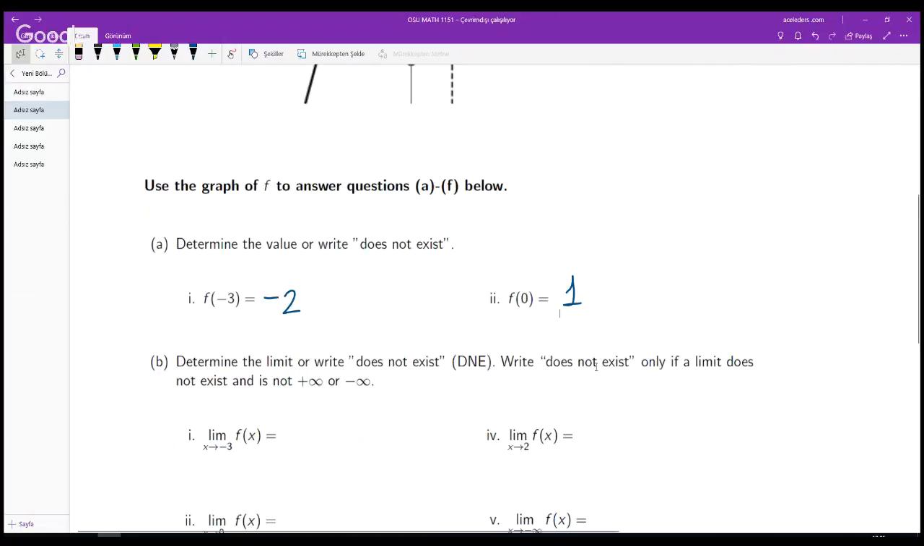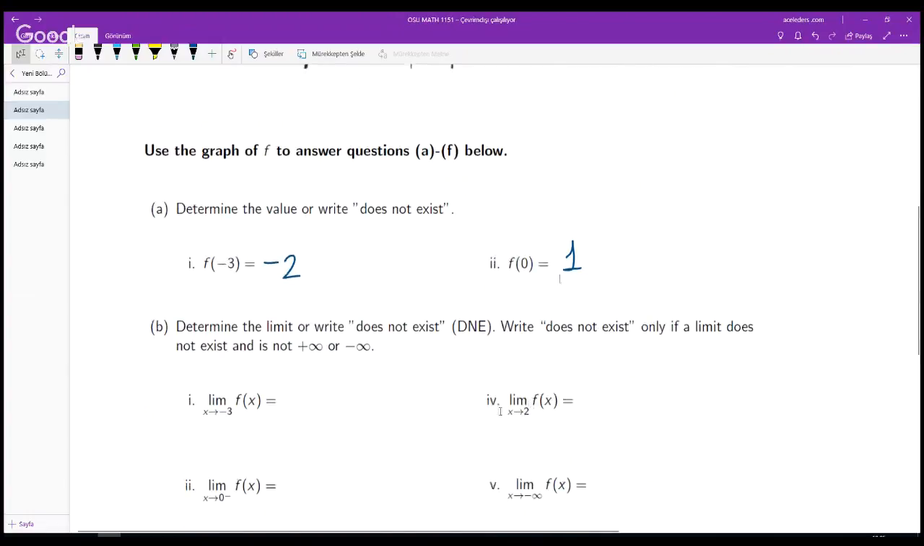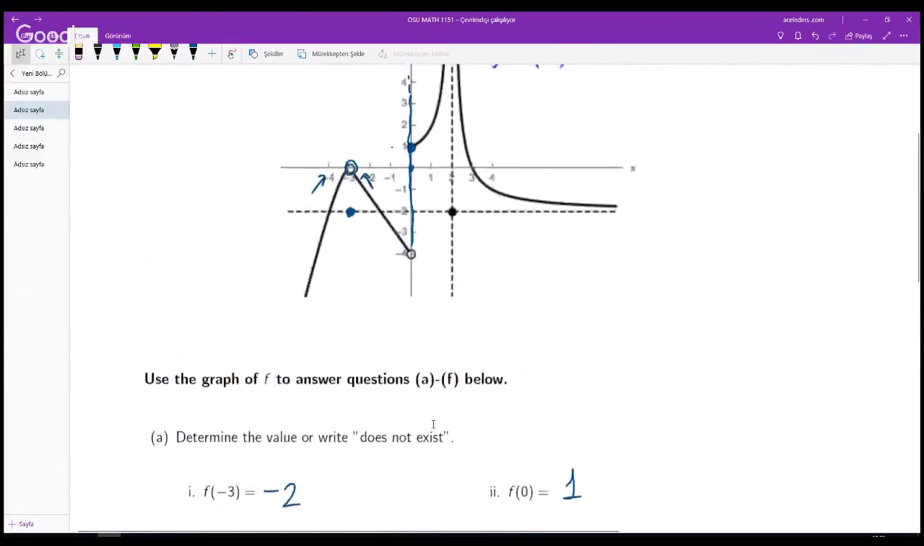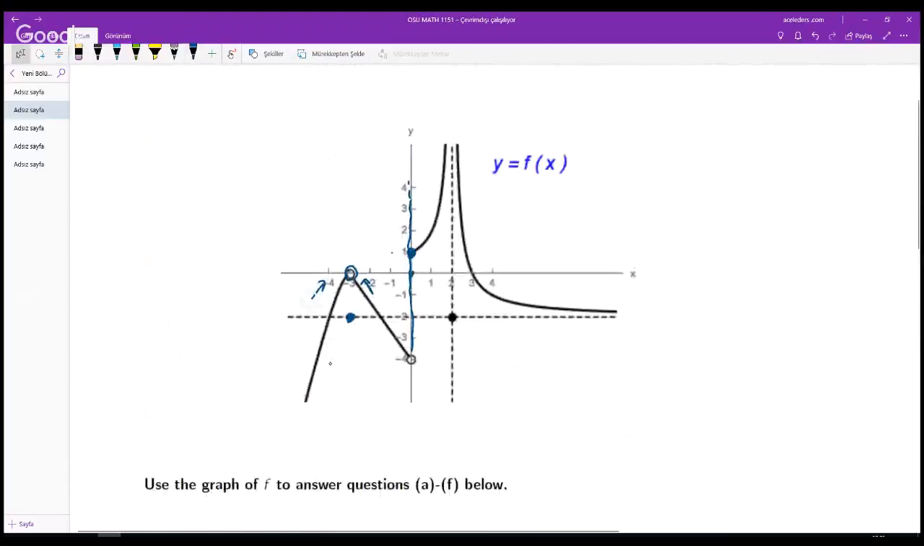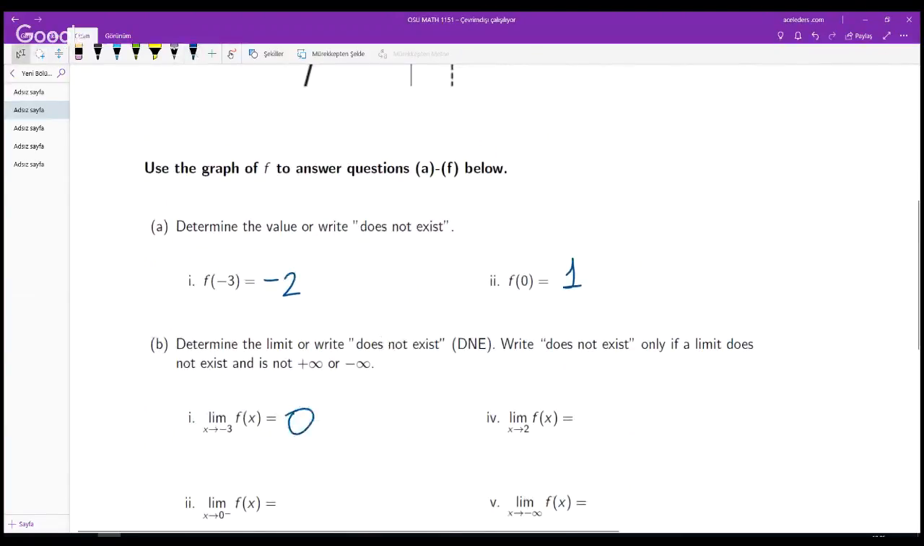So the first question is now the limit of the f function as x approaches minus 3. Now I will do what I showed you before. When x approaches minus 3, the function value approaches 0. As you can see, the function value approaches here, where y equals 0. So the left-handed limit and the right-handed limit are equal, and they are 0. The first one is 0.